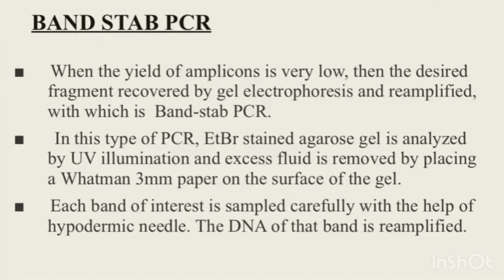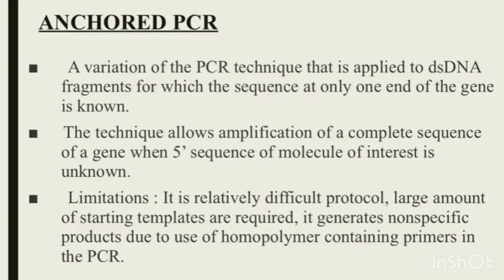So coming to next is band-stab PCR. Here, when the yield of the amplicon is very low, the desired fragment is acquired by gel electrophoresis and re-amplified, which is band-stab PCR. Each band of interest is sampled carefully with the help of a hypodermic needle. So the DNA of that band is re-amplified.